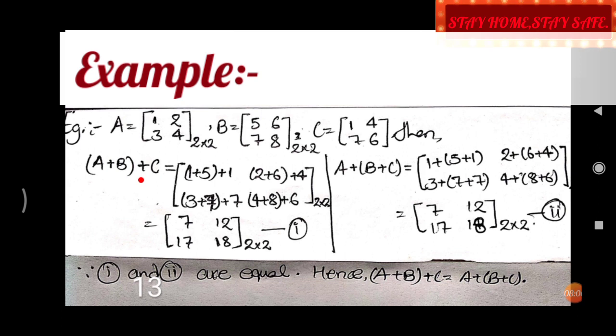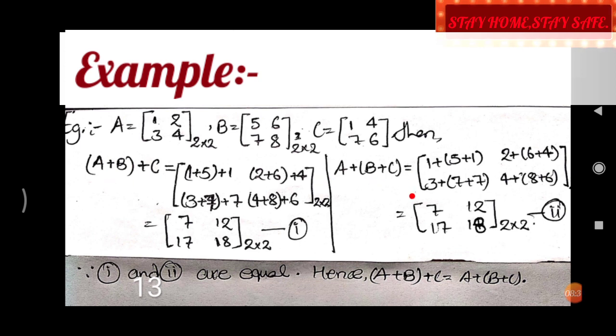So A plus B plus C is 1 plus 5 plus 1, by adding the corresponding elements. Similarly, 2 plus 6 plus 4, 3 plus 7 plus 7, and 4 plus 8 plus 6. So we get the sum as 7, 12, 17 and 18. And the same applies here also, A plus B plus C. Here it is A plus B plus C, and here it is A plus B plus C.